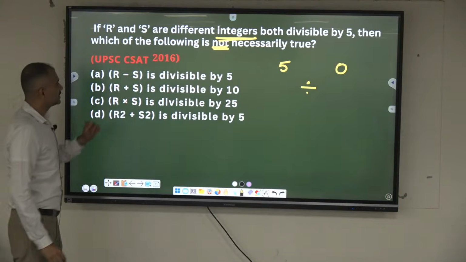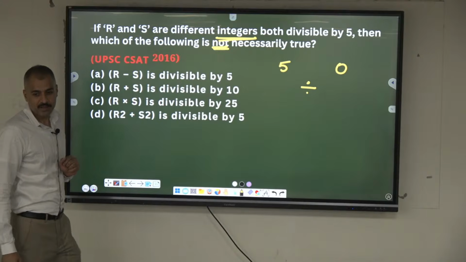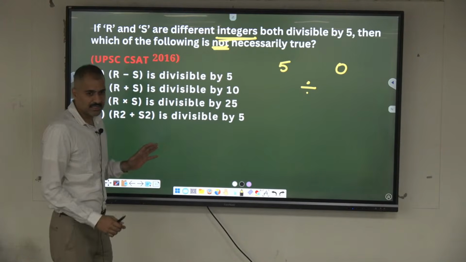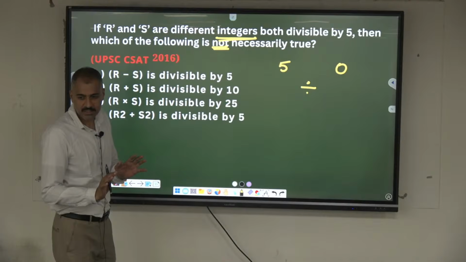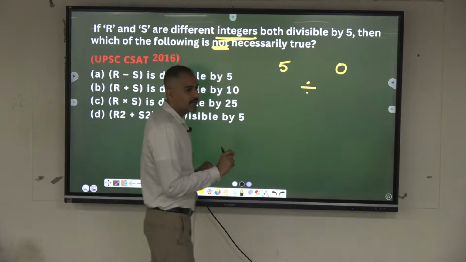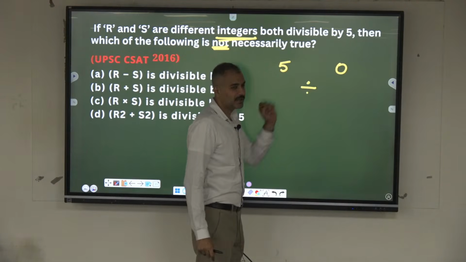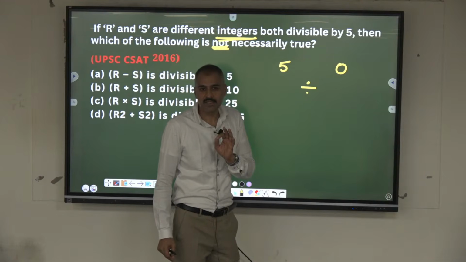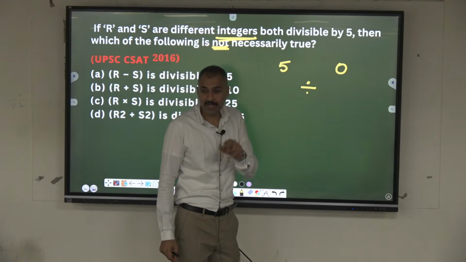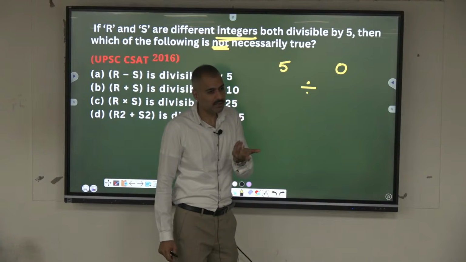Okay. R minus S is divisible by 5. Now, forget about minus or plus. They are the same operation. Addition is one thing, subtraction is also a form of addition with a negative sign. Now, if I add these two, is it divisible by 5? Yes, always. If I subtract these two, is it divisible by 5? Yes, always. Isn't it?